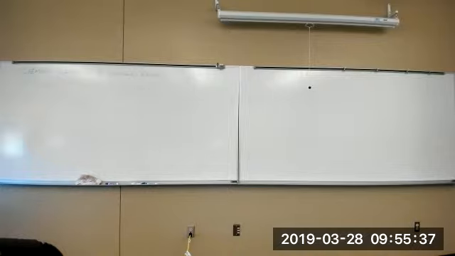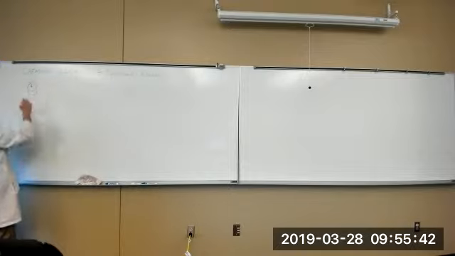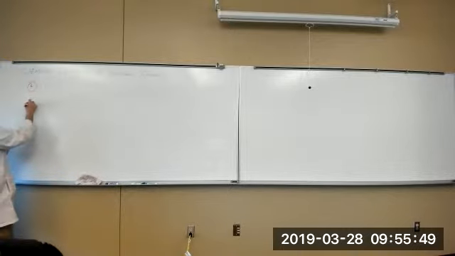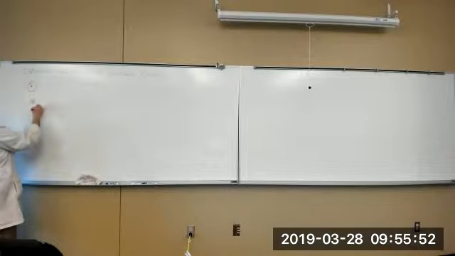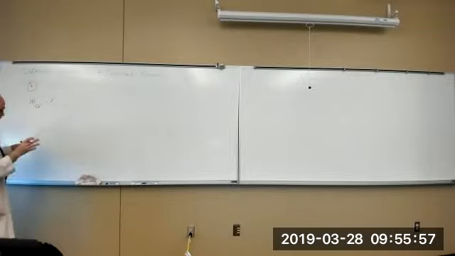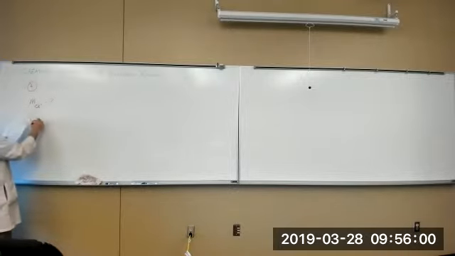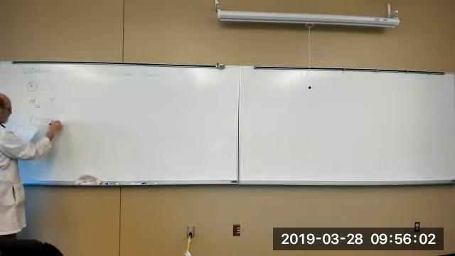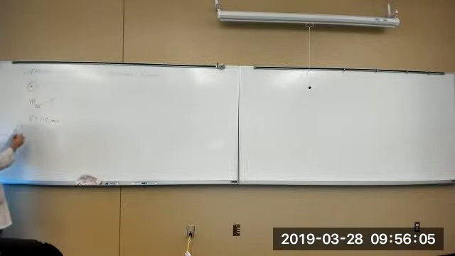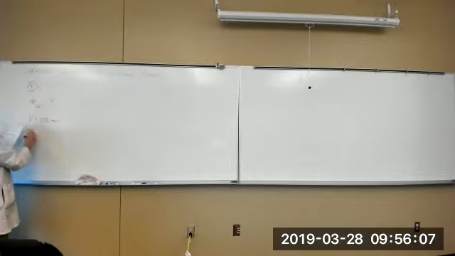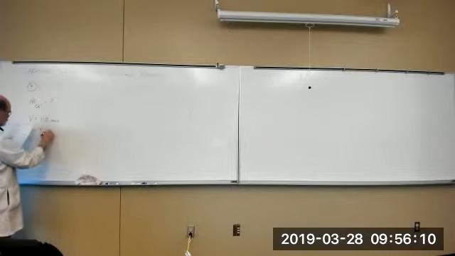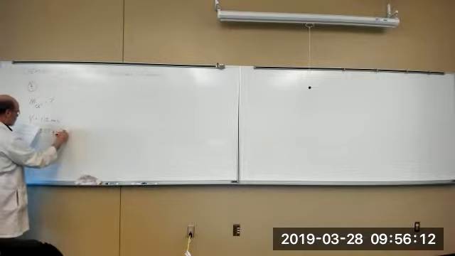Okay, just pick up 4. These seem to be going in some sort of logical order. 4. The question is, what's the molarity of chloride ions? So we want to know molarity of chloride ions. We're starting off with a volume of 110 milliliters that has in it a mass of 3.22 grams of calcium chloride.